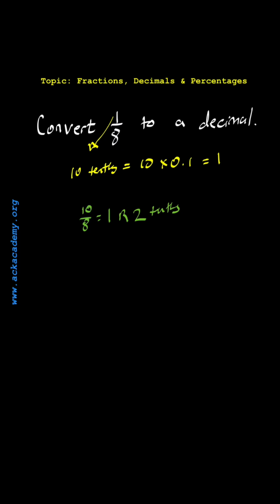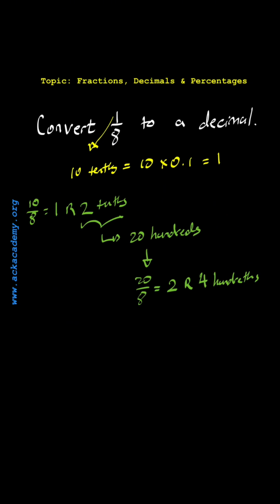Now how do I take this 2 tenths and have it such that 8 can go into 2 tenths? Well, I have to take the 2 tenths and convert it to 20 hundredths. Okay, 20 hundredths. And now I can do 20 divided by 8, which is what? 8 goes into 20 2 times. Okay, and what's the remainder? 2 times 8 is 16. Remainder is 4. So now you have 4 hundredths. That's the remaining 4 hundredths.